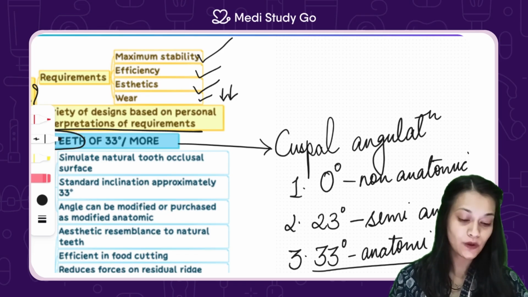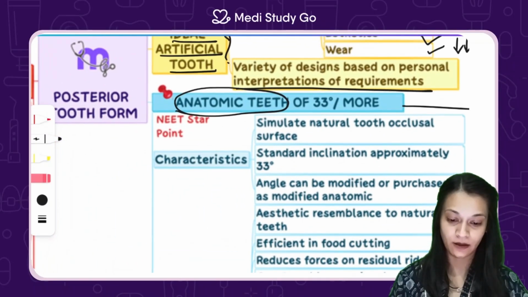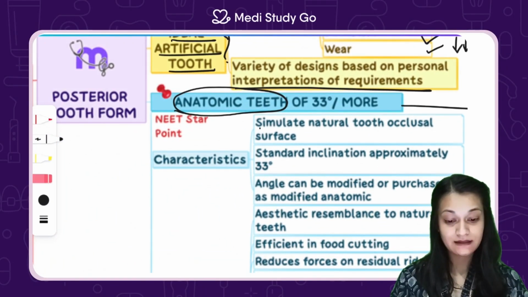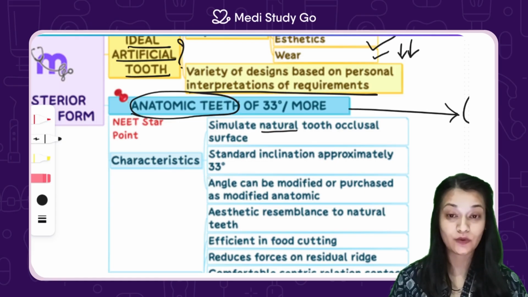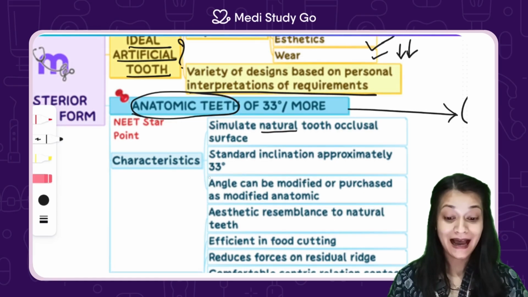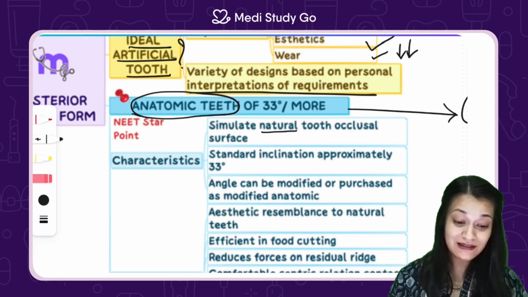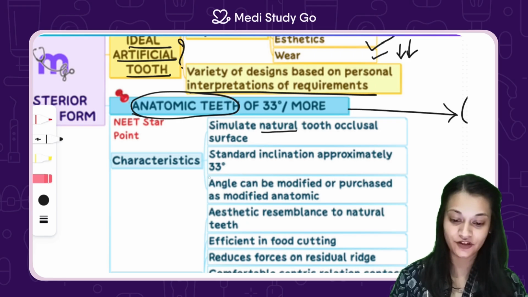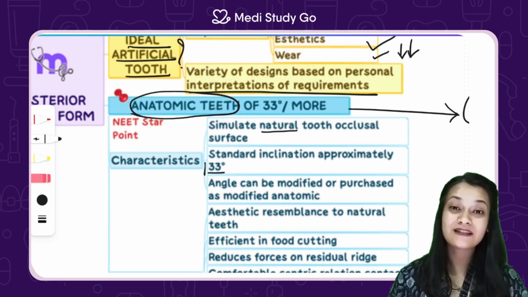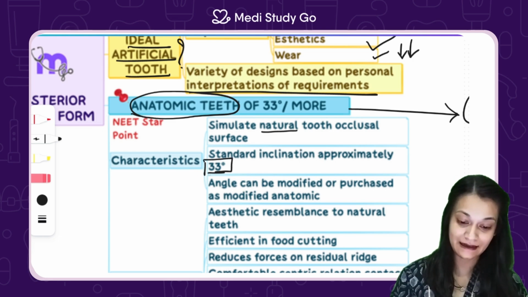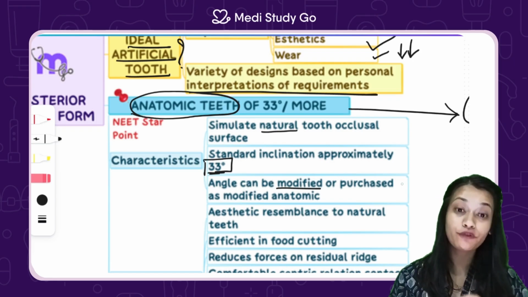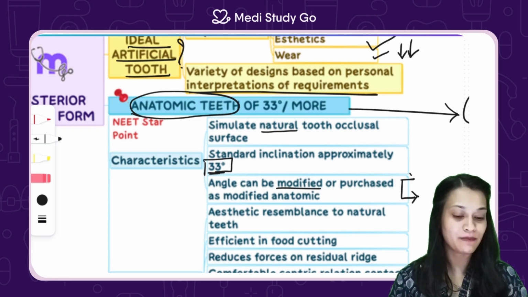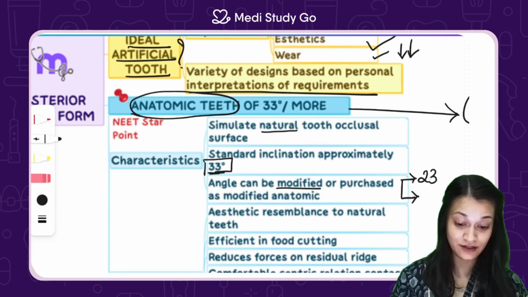Now let's look at the first one, that is your anatomic teeth. As we all know, it is going to simulate the natural tooth occlusal surface. At the same time, because it is at the standard inclination of 33 degree, it is going to mimic the exact natural tooth. It can be modified, so there is scope of reducing the angle to your semi-anatomic and non-anatomic.